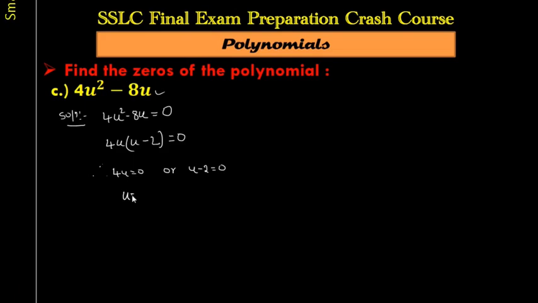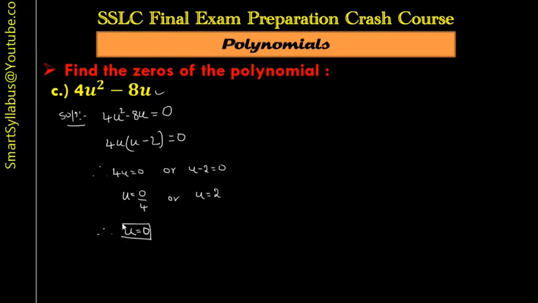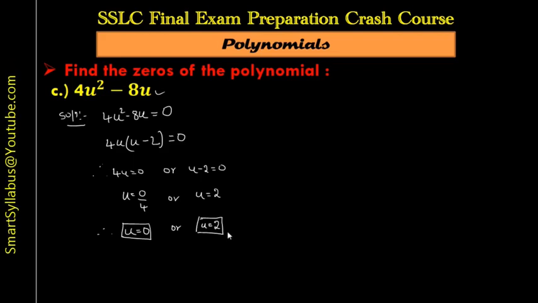Now here u is equal to 0, cross multiply 4, so we get 0 upon 4, or u minus 2 is equal to 0, send minus 2 to that side, we get plus 2. Therefore finally u is equal to 0 upon 4 is 0, so this is one of the zeros, or u is equal to 2, so this is the second zero. So like this, students, we can find the zeros of the given polynomial.